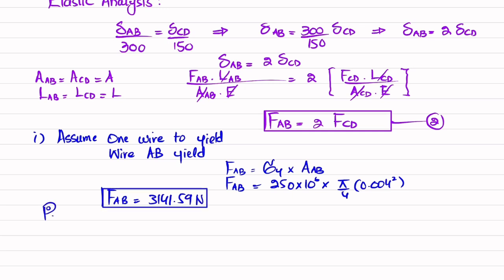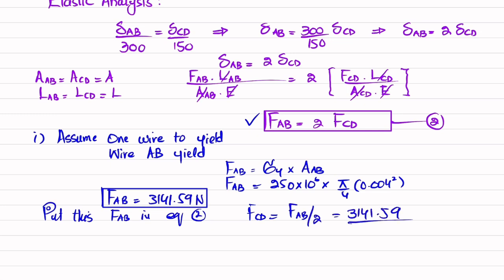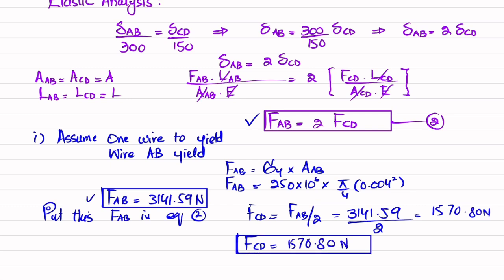So put this FAB in equation number 2, which is this one. So FCD will be equal to FAB divided by 2. So 3141.59 divided by 2 will give you 1570.80 Newton. So I will get FCD is equal to 1570.80 Newton. Now you have the value of FAB and FCD.